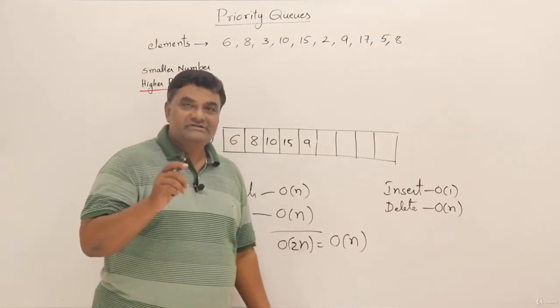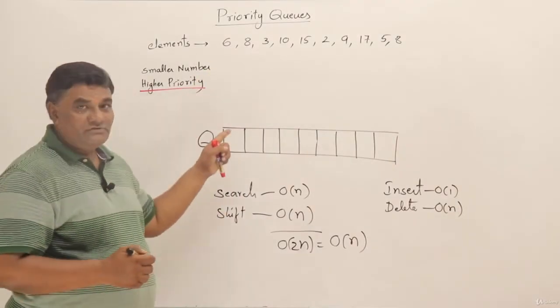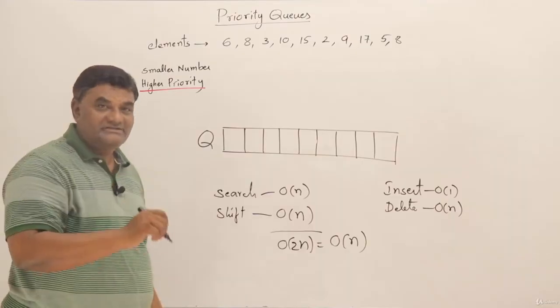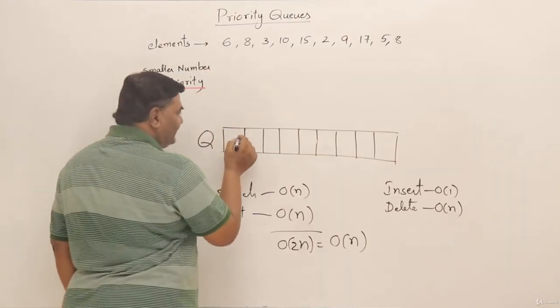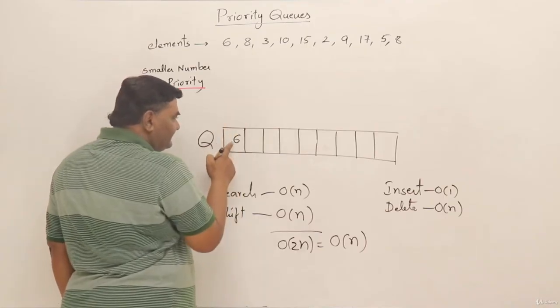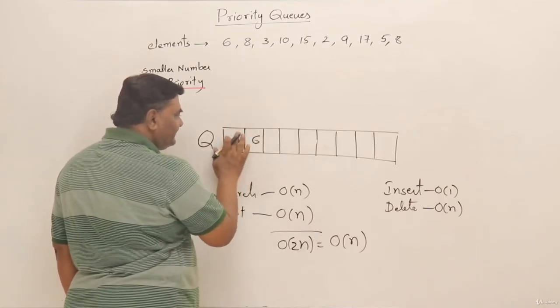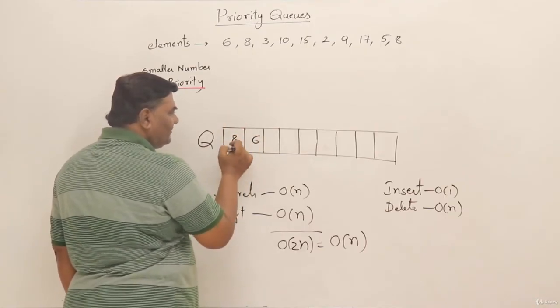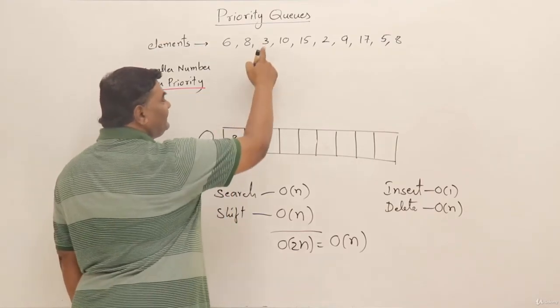Now I will show you the second method, that is the second suggestion. In the second suggestion I will insert those elements. Just watch how I am inserting. 6. Okay, 6, perfect. Then 8. See, 6 is smaller than 8. Move 6 here and insert 8. Move and insert. Then 3.